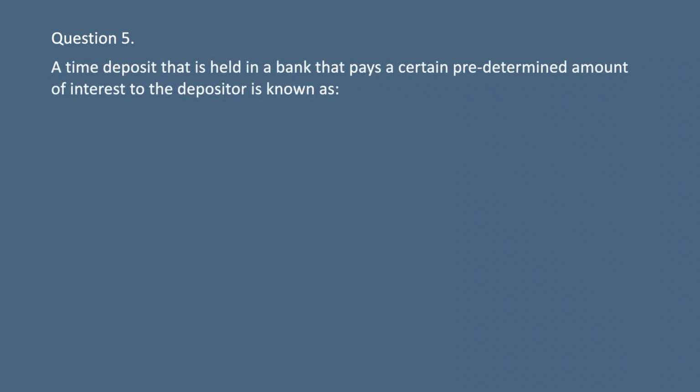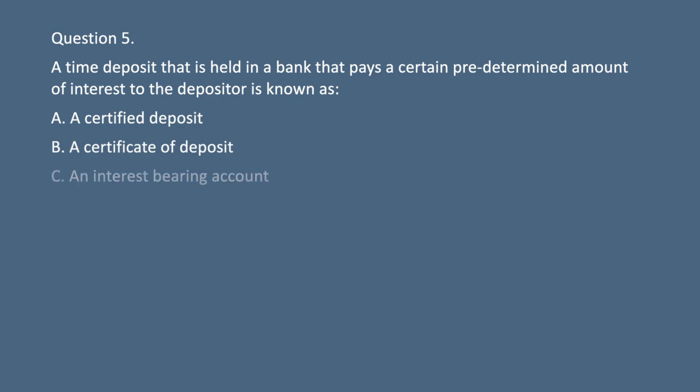Question 5. A time deposit that is held in a bank that pays a certain predetermined amount of interest to the depositor is known as A. A certified deposit. B. A certificate of deposit. C. An interest-bearing account. D. A time-stamped deposit. Answer: B.